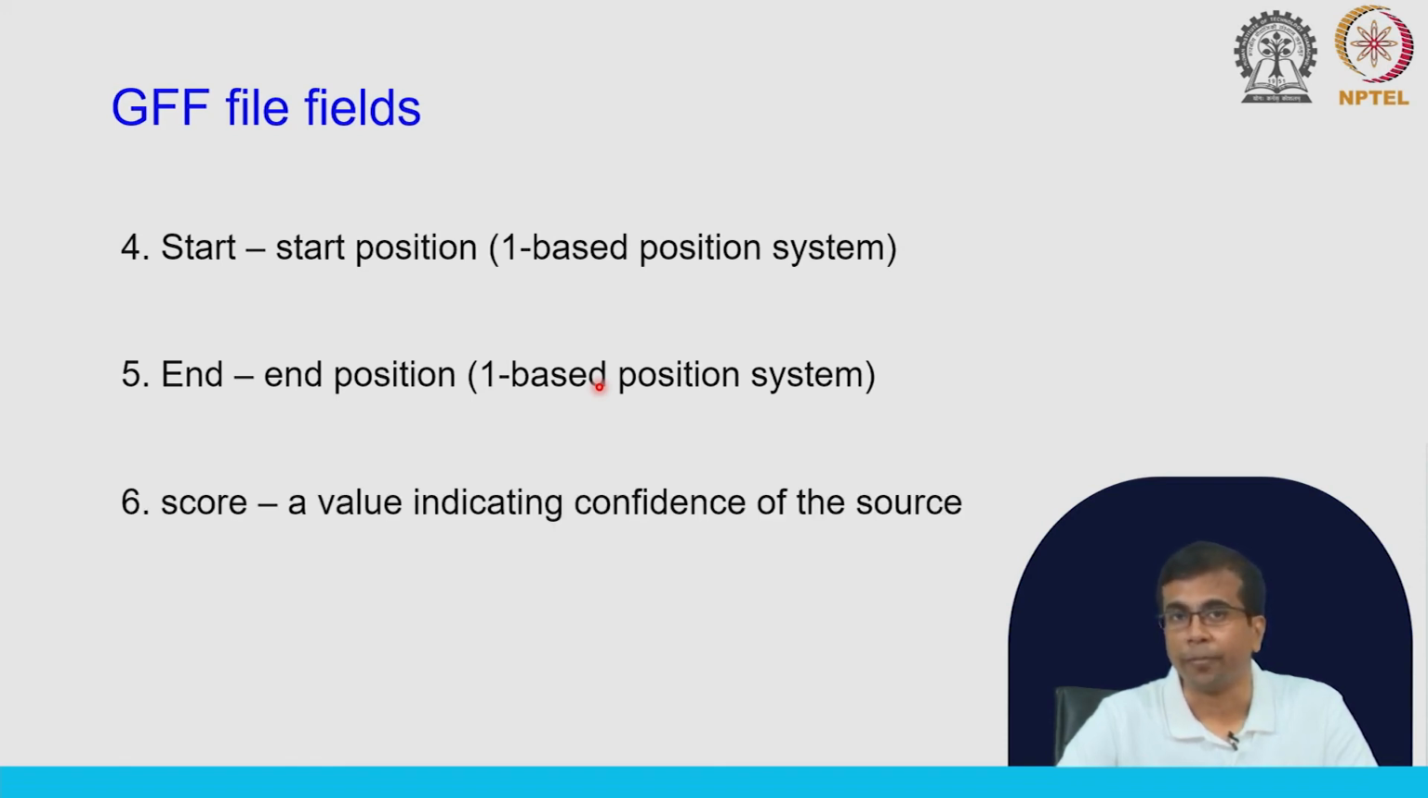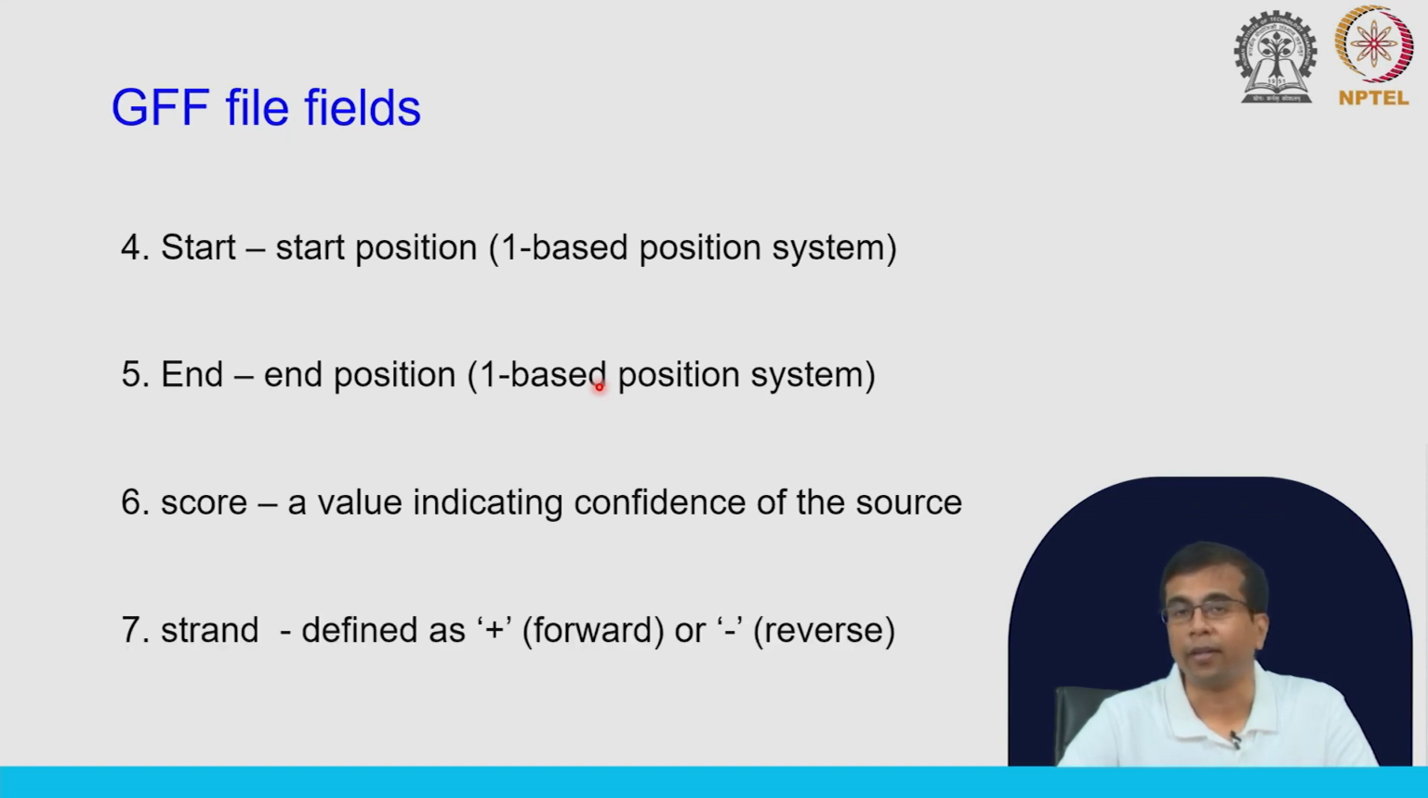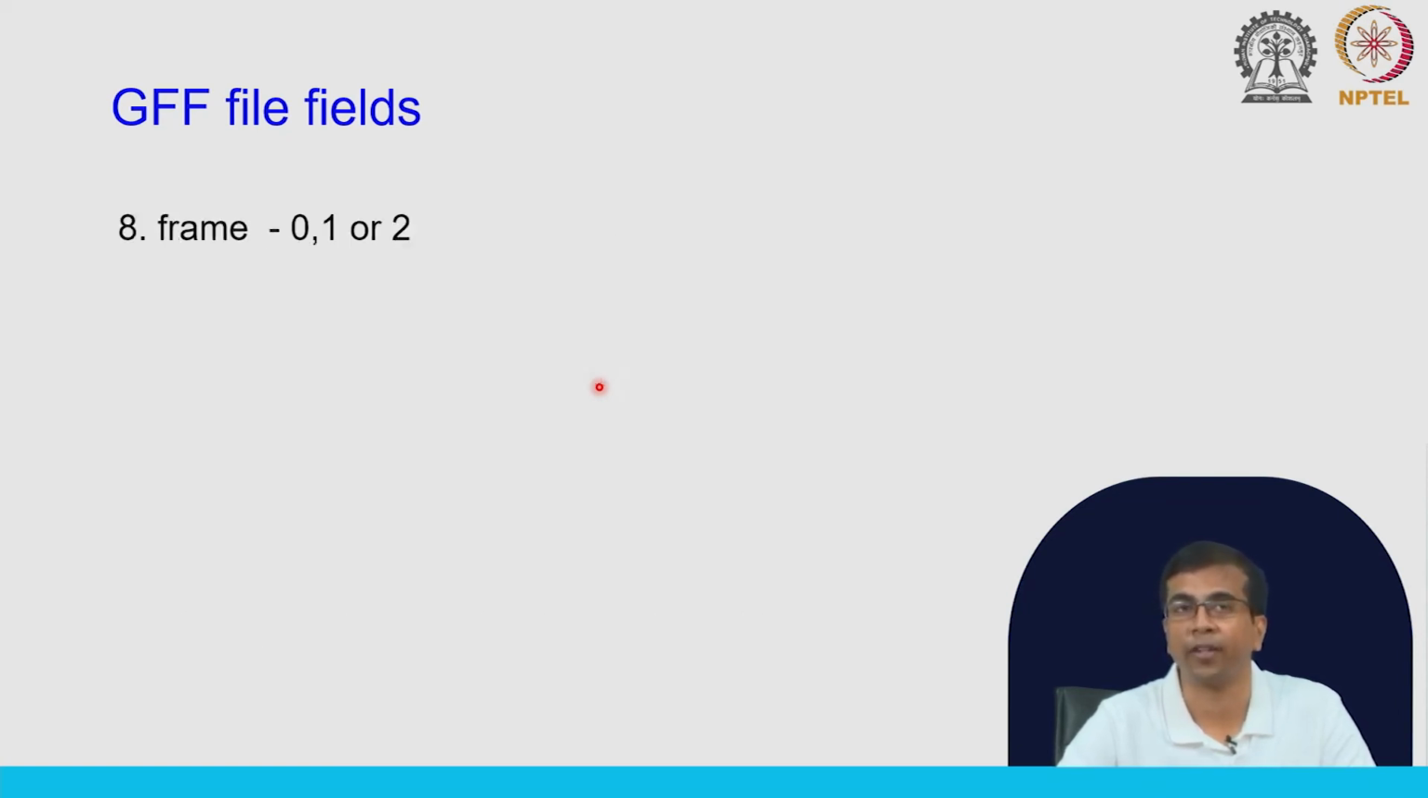The next one is the score. This is a value that indicates how confident the source is about the annotation. Whether it is a gene or an exon, this confidence will be reflected in the score in the 6th field. If the value is not available, there is no confidence value, it is just represented by a dot. Then you have the strand field, which is defined as plus or minus. So, you can understand whether the feature is present in the plus strand or the negative strand.